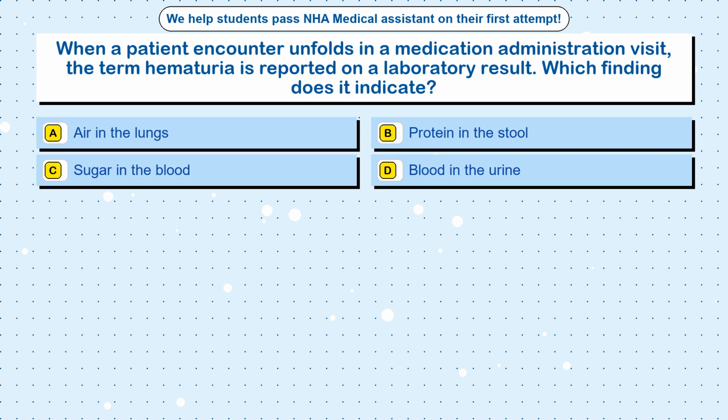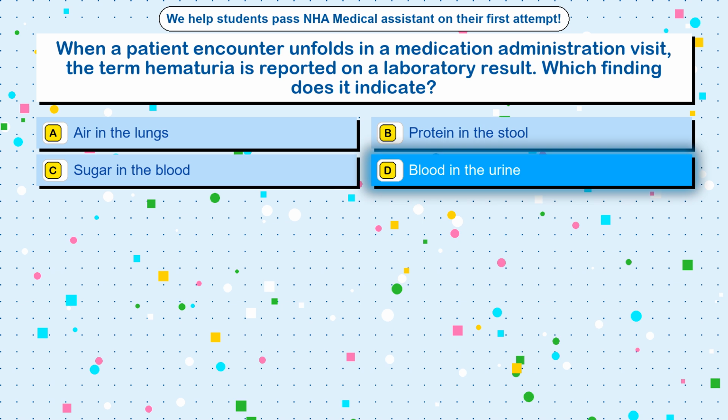Question 46. When a patient encounter unfolds in a medication administration visit, the term hematuria is reported on a laboratory result. Which finding does it indicate? Option A, air in the lungs. Option B, protein in the stool. Option C, sugar in the blood. Option D, blood in the urine.